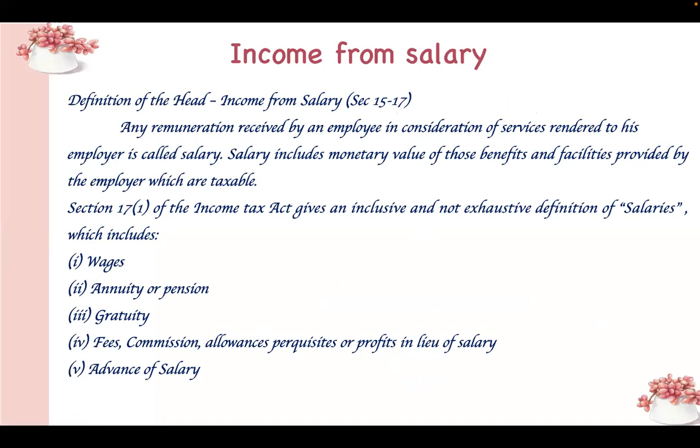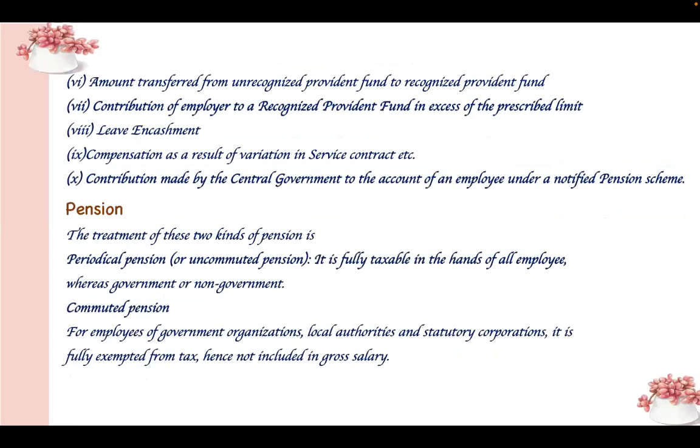Section 17, subsection 1 of the Income Tax Act gives an inclusive and not exhaustive definition of salaries, which include the wages, annuity or pension, gratuity, fees, commission, allowances, perquisites, or profit in lieu of salary, advance of salary, amount transferred from the unrecognized provident fund to recognized provident fund, contribution of the employee to recognized provident fund in excess of the prescribed limit, leave encashment, compensation as a result of the variation in service contract, etc. Contribution made by the central government to the account of an employee under a notified scheme.